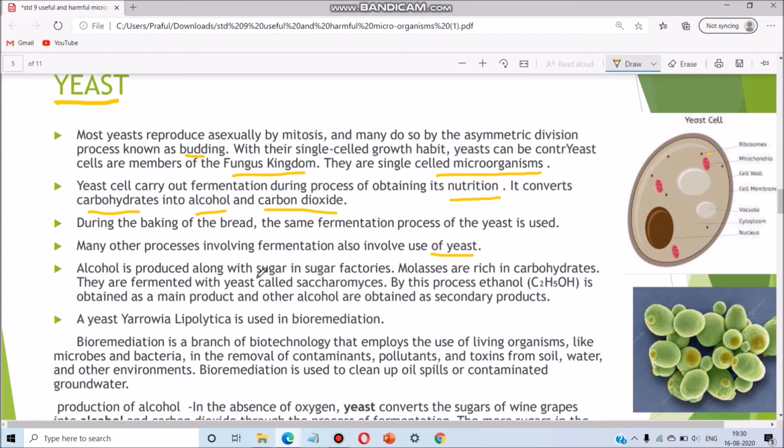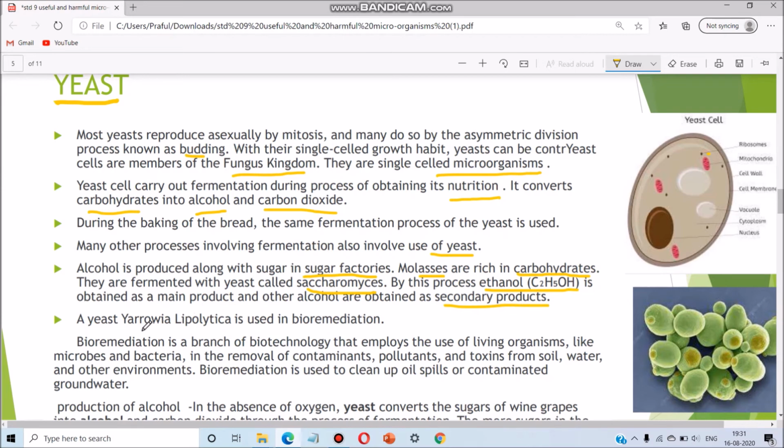Many other processes involving fermentation also involve the use of yeast. Alcohol is produced along with sugar in sugar factories. Molasses are rich in carbohydrates, and they are fermented with yeast. Here molasses means the leftover of sugar cane after removing the juice. By this process, ethanol, whose chemical formula is C2H5OH, is obtained as the main product and other alcohols are obtained as secondary products.